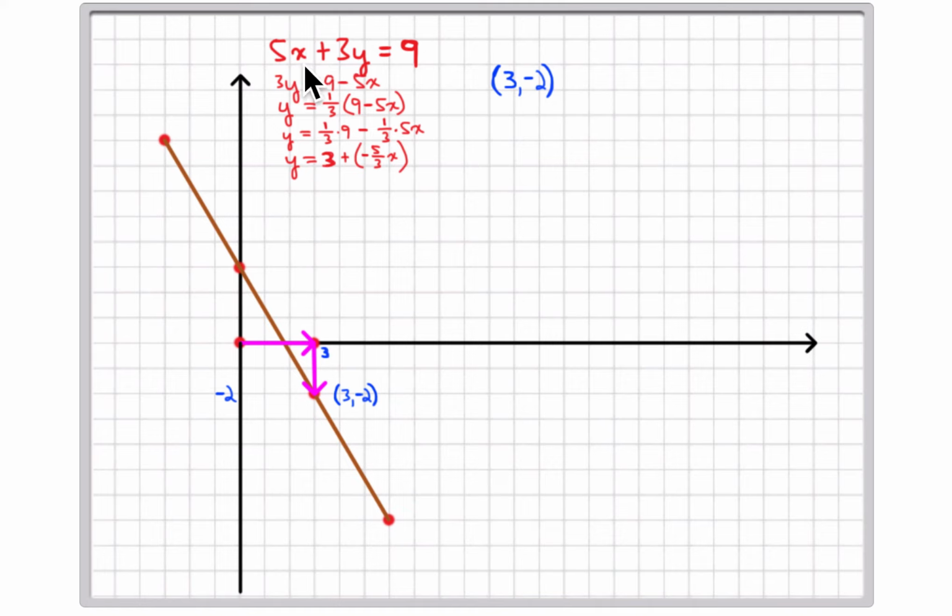So x equals 3, 5 times 3 is 15. Y is equal to negative 2, 3 times negative 2 is negative 6. 15 plus negative 6 does equal 9. So it makes this equation true, and we say that these coordinates are a solution to this equation.